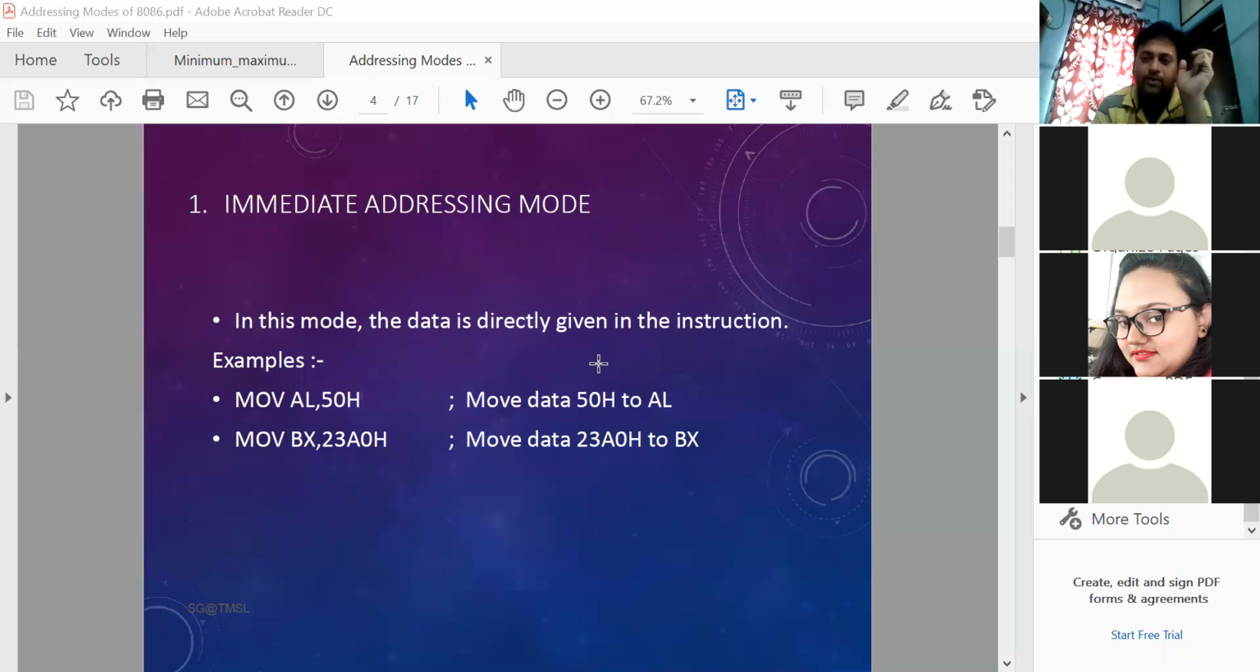In 8085 you can use MVI A, 50, or B, 50 or C, 50, anything, but it is related to MVI or LXI H, 1234. But in 8086 there is no I related instruction. All the instructions related to immediate addressing mode use the simple MOV instruction. Is this clear? Yes, sir.